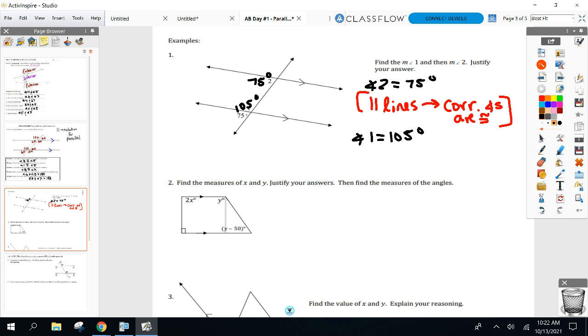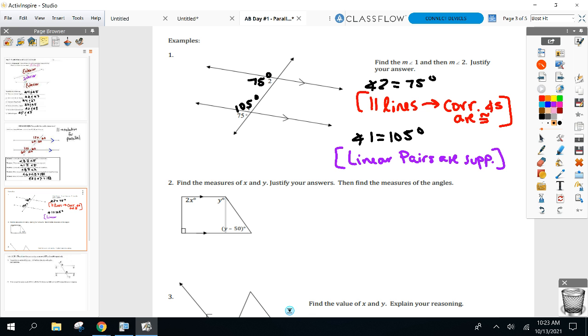Because linear pairs. Okay, that's fine. It's a linear pair with the 75 I gave you. So here you go. Linear pairs are supplementary. That's fine.